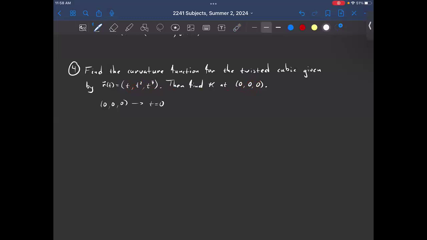And now I want the curvature for this guy. All right, well, now it might be useful to use the other formula for curvature. So let's write that down. Curvature as a function of t is the norm of r prime cross r double prime divided by the norm of r prime cubed. So the cube is important there.